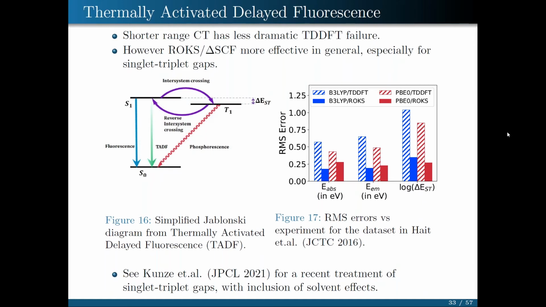Back in the day, I had computed the errors in emission energies of systems that exhibit TDDFT with B3LYP and PBE0, using both TDDFT and ROKS for the emission energy and the singlet-triplet gap, and found that ROKS gave much lower errors than TDDFT for both of those properties. More recently, Kunze and Mills, along with co-workers, put out a very nice JPCL article last year, a recent treatment of TDDFT with ROKS and singlet ROKS and solvent effects, which I encourage you to check out if you're interested in using these kinds of methods to look at charge transfer excitations.